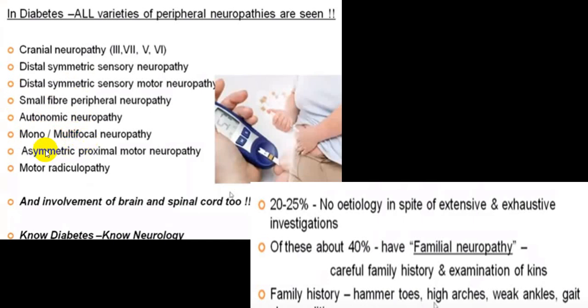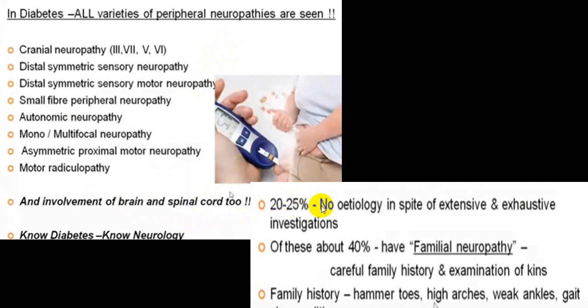You can also have an asymmetrical proximal motor neuropathy in diabetes. Here, not a small fiber, you will have a big fiber or large fiber getting involved. And you can have a pure motor radiculopathy. You can see a wide variety of involvement. Indirectly, we say that for any variety of neuropathy, the first differential diagnosis is always diabetes mellitus. And you can also have involvement of brain and spinal cord. So you should know diabetes very well and you should investigate for diabetes.